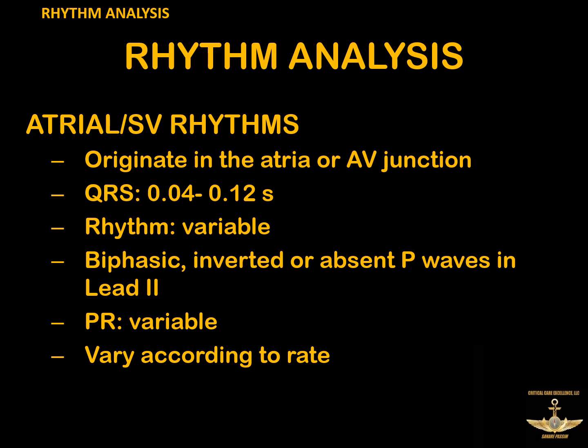The rhythms are going to be variable, and they're going to vary a little bit more than the sinus rhythms did, based on conduction, based on heart rate, and things like that. The P waves are going to look a lot different. So they may be biphasic, which means they go up and down, above and below the baseline. They may be completely inverted, or they may be completely absent, or so tiny you can't see them. The PR interval is going to be variable, again, based on the conduction and some other factors. And what you call them is going to vary based on their rate.